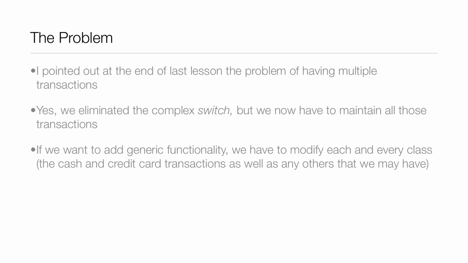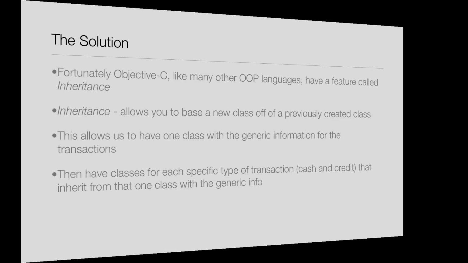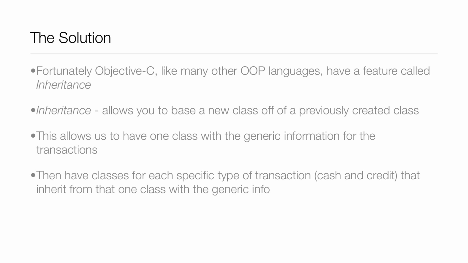But if we want to add generic functionality, we actually have to modify each and every class, so the cash and credit card transactions, as well as any others that we may have. So you can see where this is going to start to become quite a bit of a problem. Now, the solution. Fortunately, Objective-C, like many other object-oriented programming languages, has a feature called inheritance.